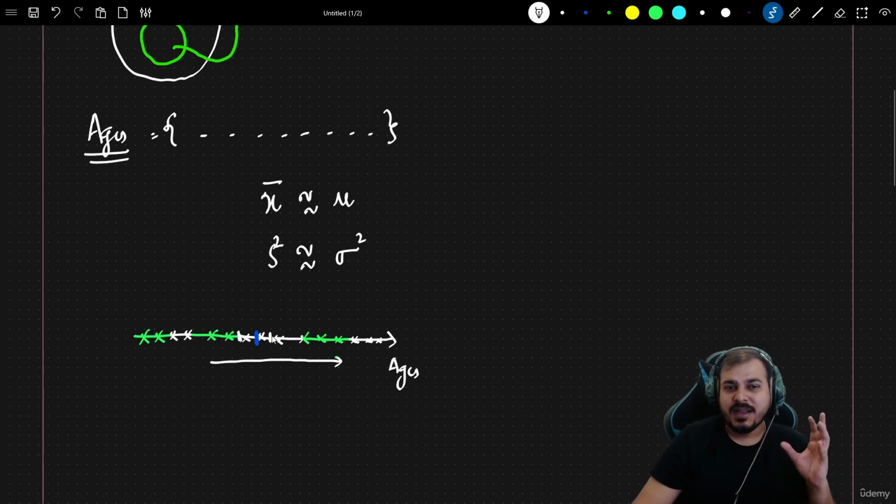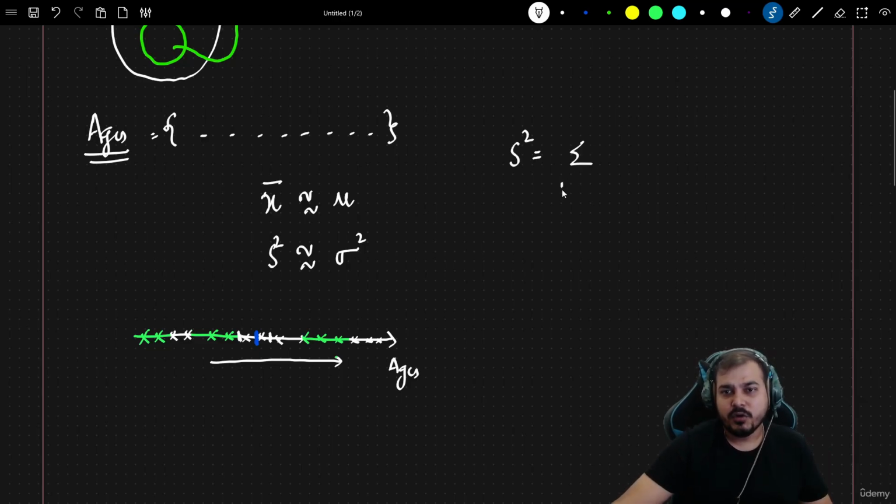Now what if there is a scenario, and let me write down the formula of the sample variance over here. Right now I've told you: the sum from i equal to 1 to small n of (x minus x bar) whole square, divided by small n. Actually this should be n minus 1. For right now I'm just keeping it as n.